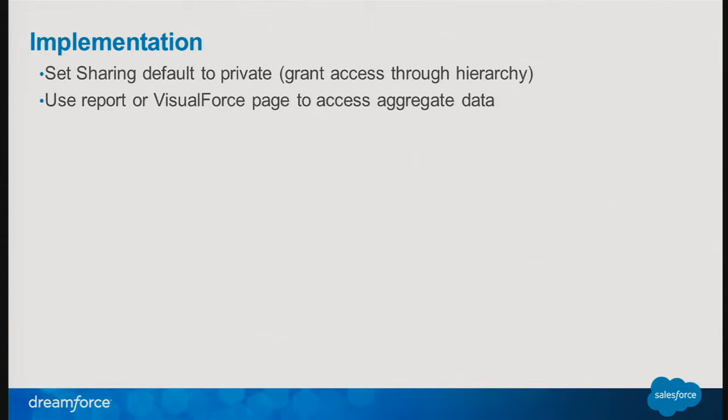So the way we implement that aggregation is we're going to set sharing to default, as you saw, so that people can only see their own records. And we're going to use Visualforce and Apex, which, again, Apex can bypass those sharing rules, to get the aggregate data. And it might look something like this.